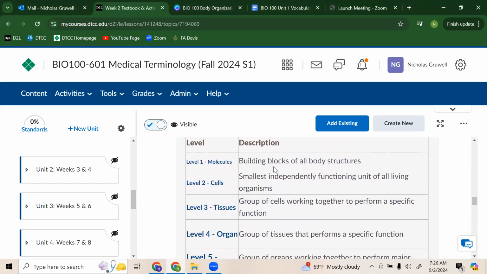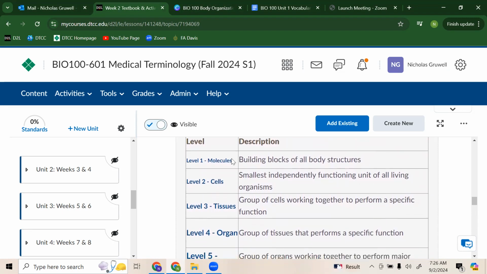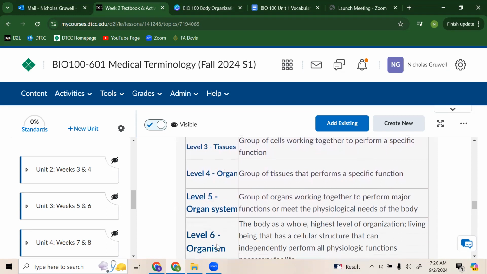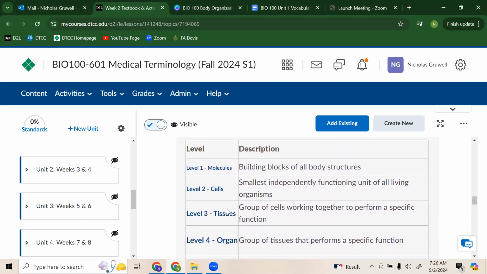And I want to highlight one right here that I know is on your upcoming Unit 1 test. Look at the levels of organization. So when we say levels of organization, what we're talking about is going from our building blocks or our smallest to our whole system. So level 1 here, molecules. These are our building blocks of all body structures.